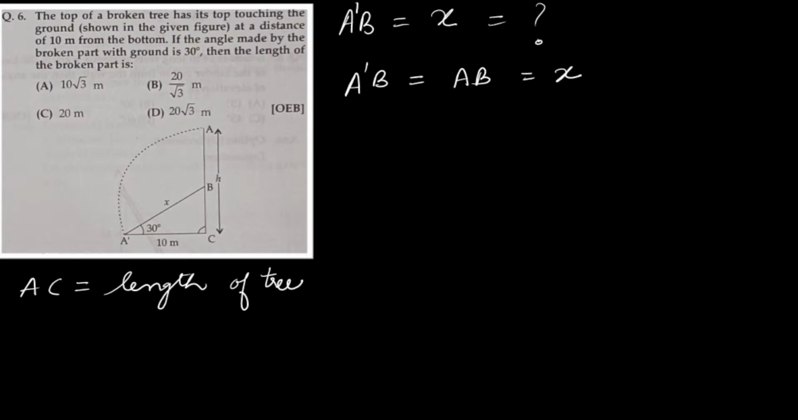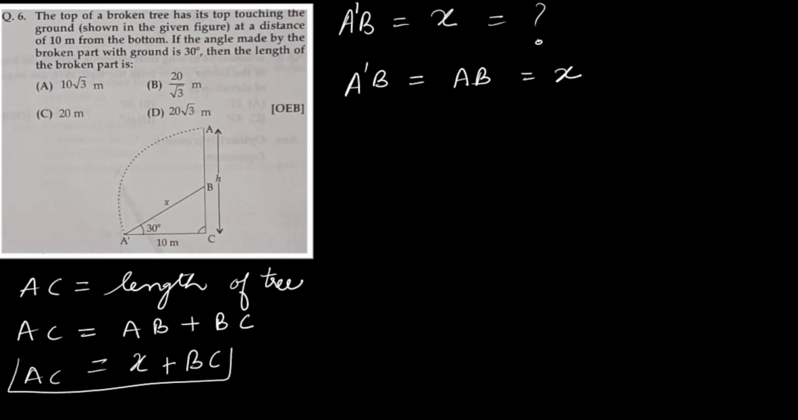And the height of the tree is what? Height of the tree, AC. AC is equal to AB plus BC. BC we don't know. AB's value I know, it is X. So AC is equal to X plus BC. Although we don't have to find the height of the tree, in this triangle we have to find X. So what can we do?